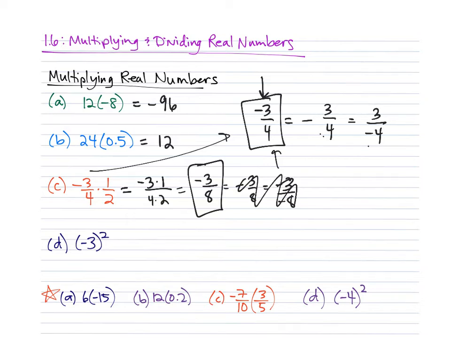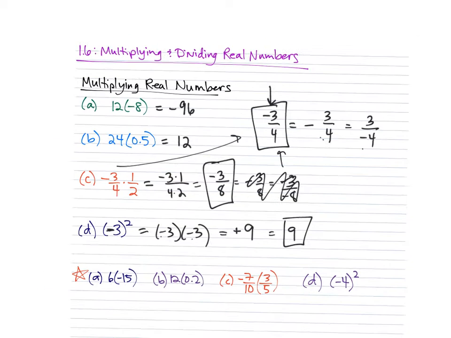Okay, and then when you square something, remember you're taking that thing and multiplying it by itself. So these are two negative numbers. That becomes positive, and 3 times 3 is 9. So be careful whenever you square a negative number, it becomes positive because you're multiplying two negatives. So this answer is 9.